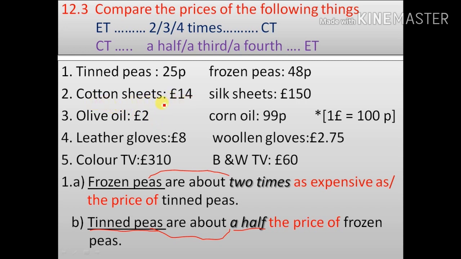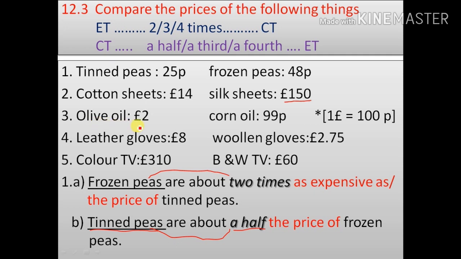Look at the next question. Cotton seeds 14 pound, silk seeds 150 pound. Here silk seeds are expensive, so let's begin with silk seeds. Silk seeds are about 10 times as expensive as cotton seeds. So let's begin with cotton seeds, a cheap thing. Cotton seeds are about a tenth the price of silk seeds.